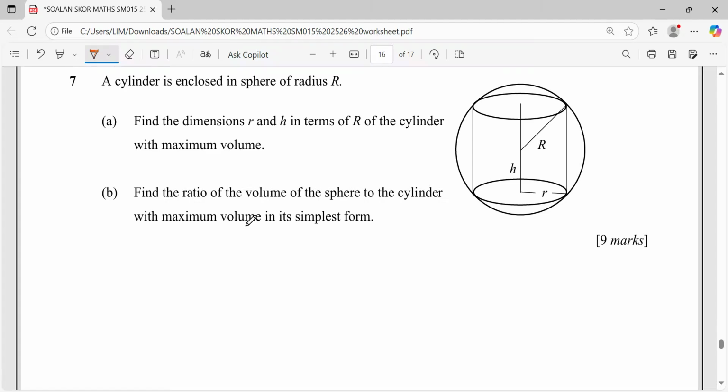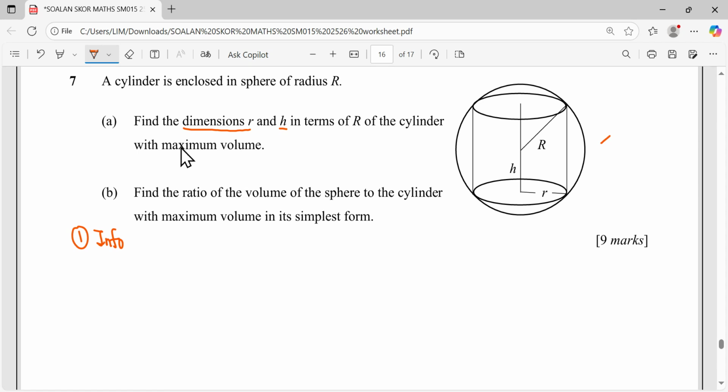So for this last question, a cylinder is enclosed in the sphere of radius r. The shape is given. When we read out the question, we need to understand what information is given. The cylinder is inside the sphere. They ask you to find out what your dimensions r and h are. So what are this r and h?